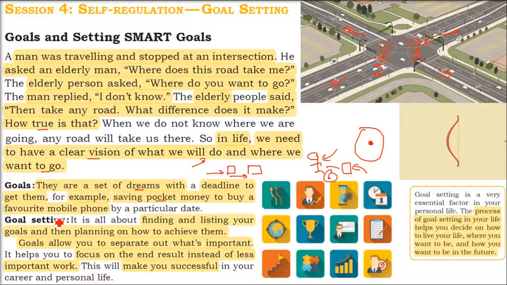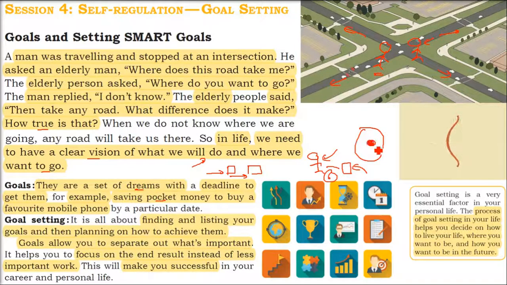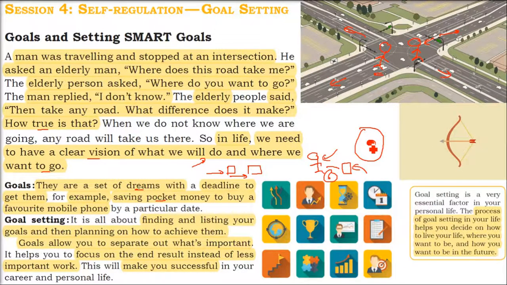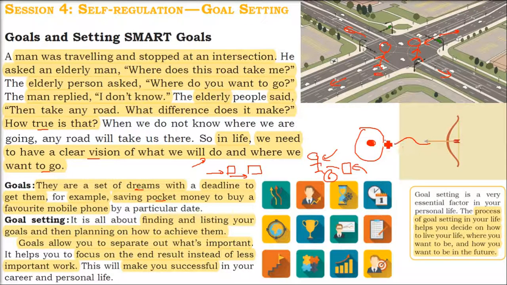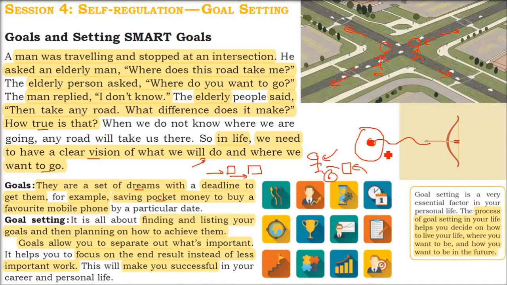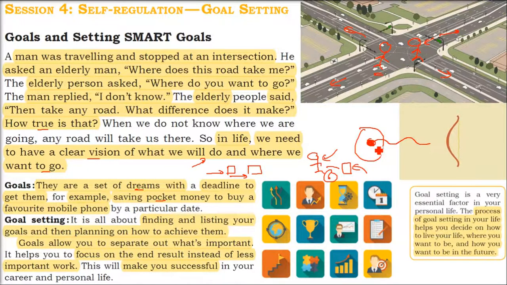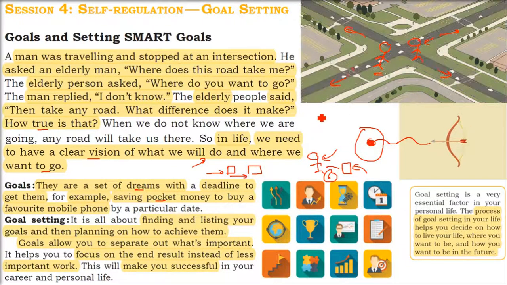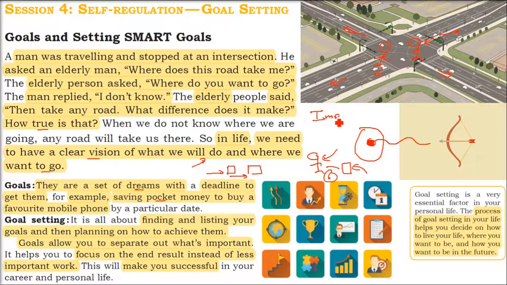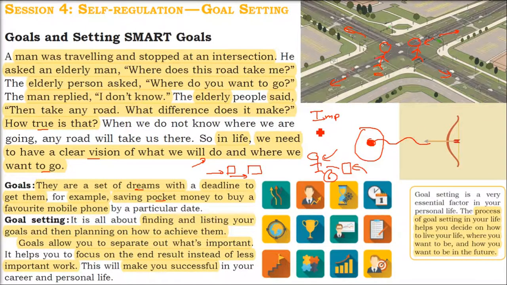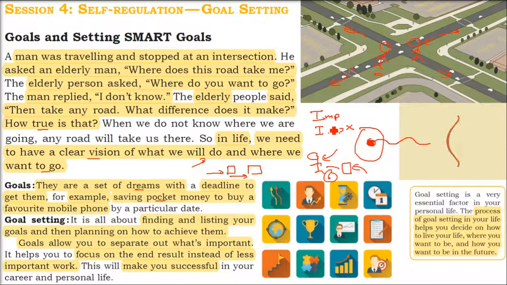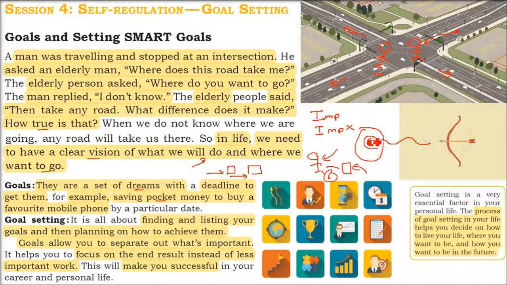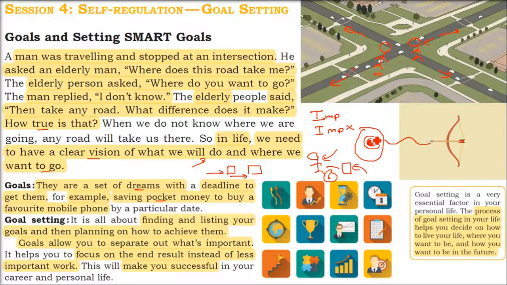So what is goal setting here? Goal setting is all about finding and listing your goals, your aim, your target, and then planning how to achieve them. That is goal setting. What is important to you? What is not important to you? So these goals allow you to separate out the important things from the redundant, waste things.